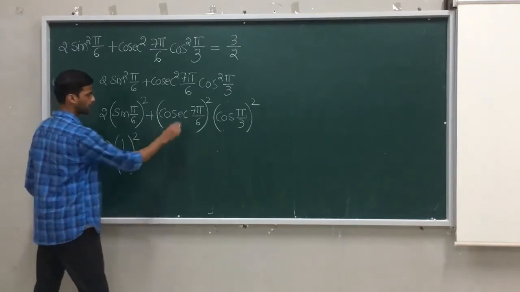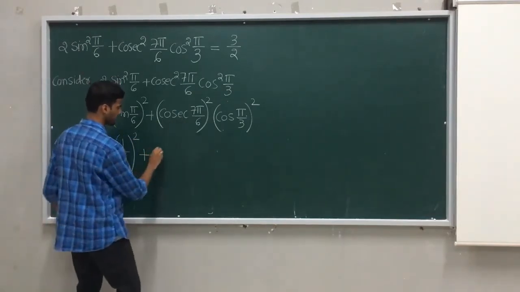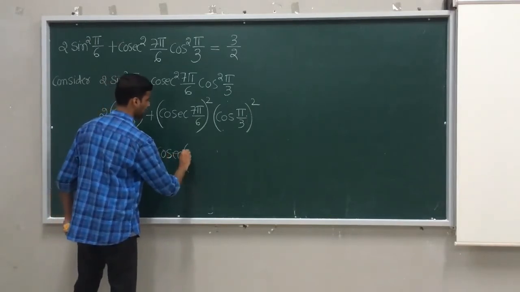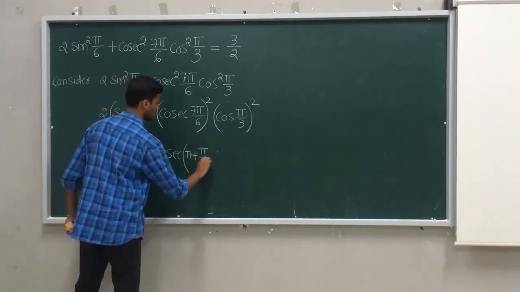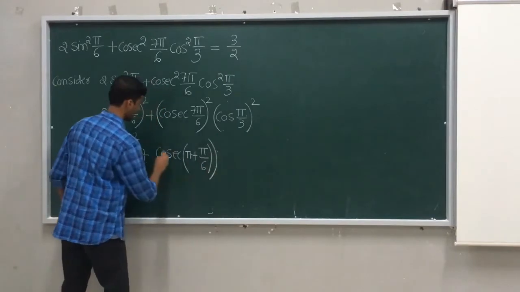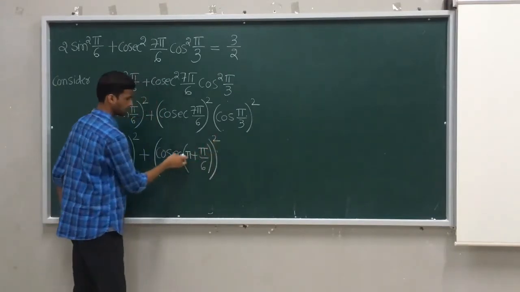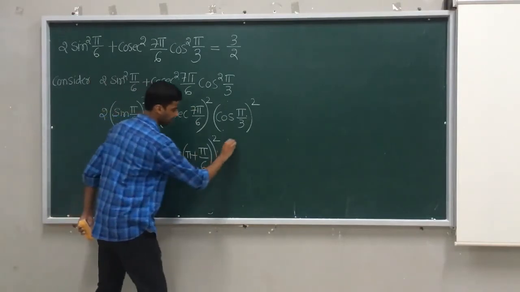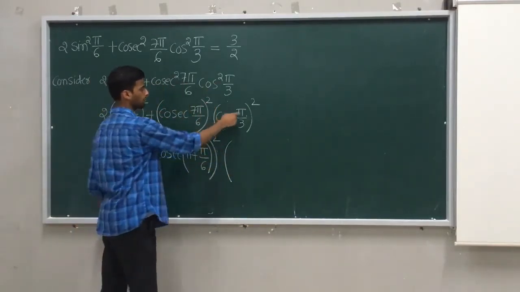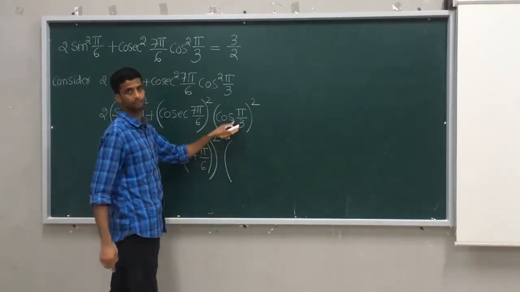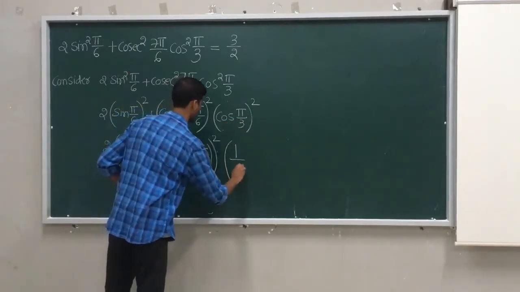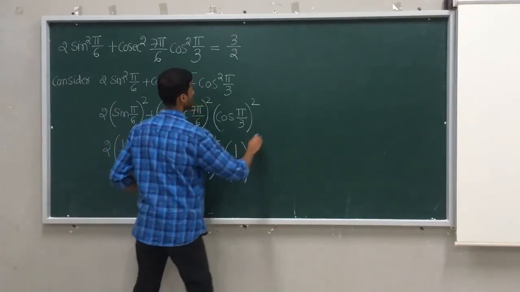Plus, I don't know anything about cosec 7 pi by 6, but I will write this as cosec of pi plus pi by 6. Am I right? Because 6 into pi is 6 pi, 6 pi plus pi is 7 pi. 7 pi by 6 into cos pi by 3. It is cos 60. Cos 60 can be written as 1 by 2. Therefore, it is 1 by 2 the whole square.